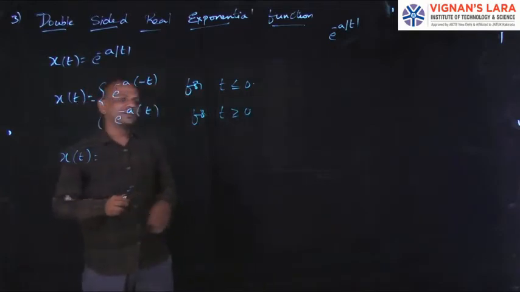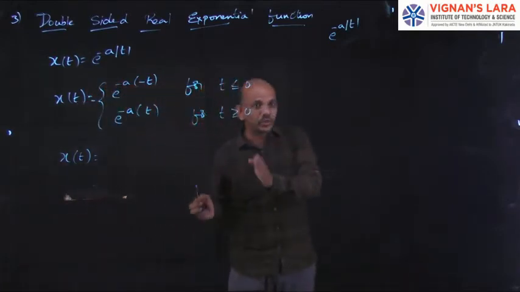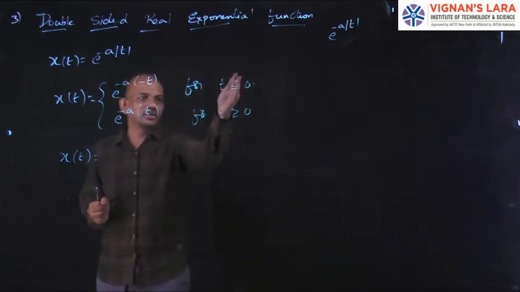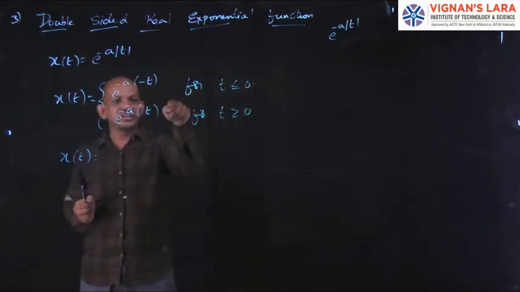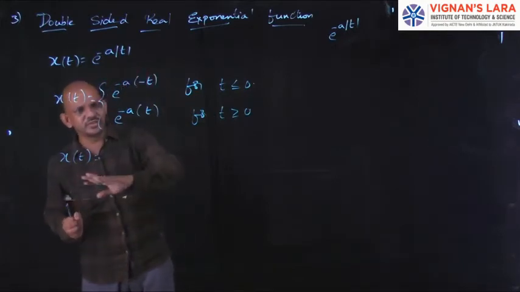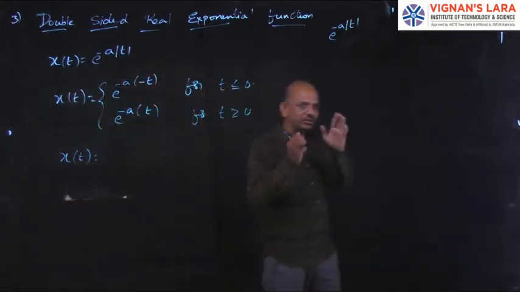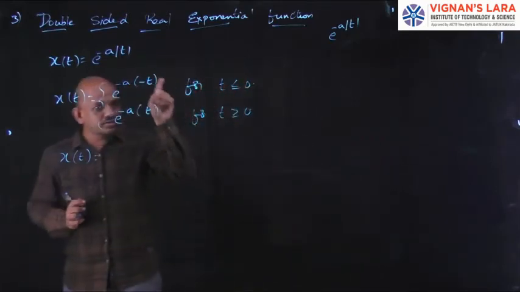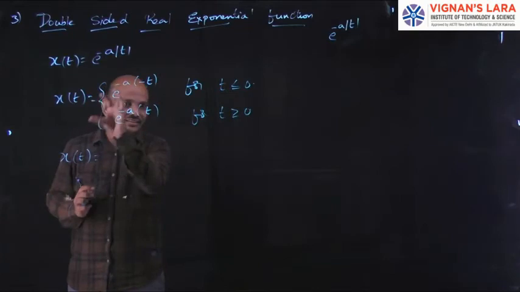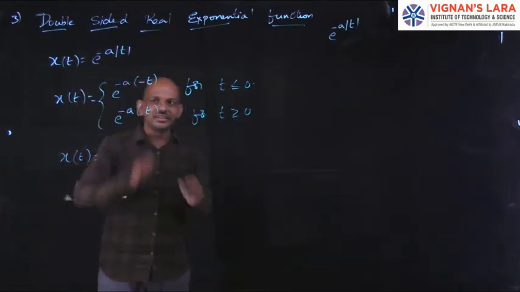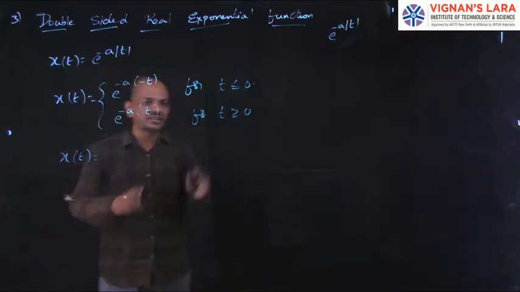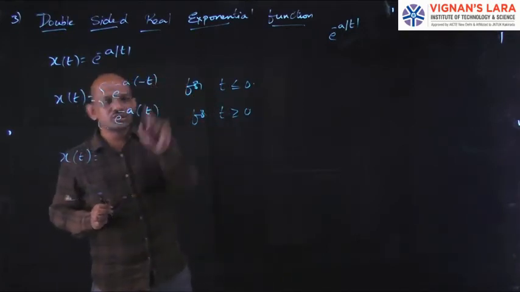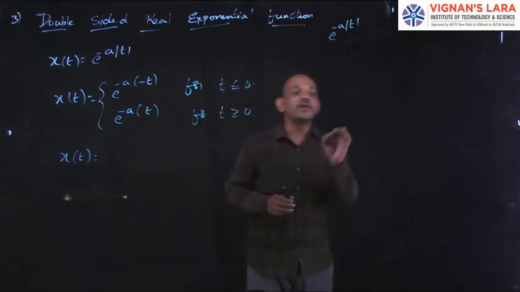Why? Because the u of t value is 0 for t less than 0. So here the value of u of t is 0, and 0 into anything is 0. That means u of t will give values only for t greater than or equal to 0, and that value will be 1, and 1 into anything gives that value. So this should be multiplied with u of t, then there will be no change in this equation. In the same way, the above equation should be multiplied with u of minus t.